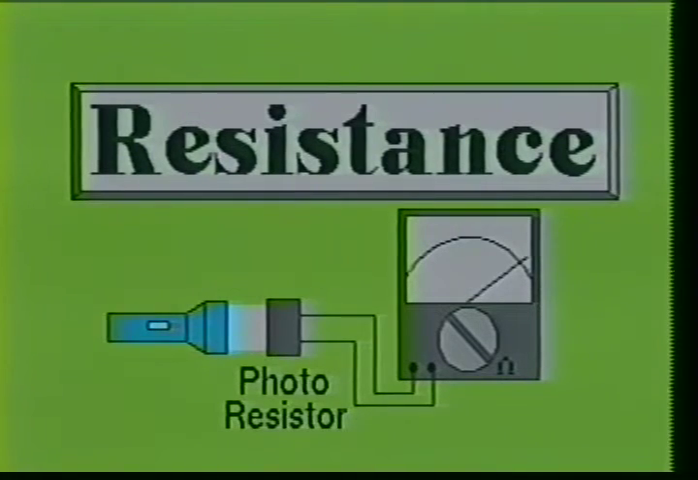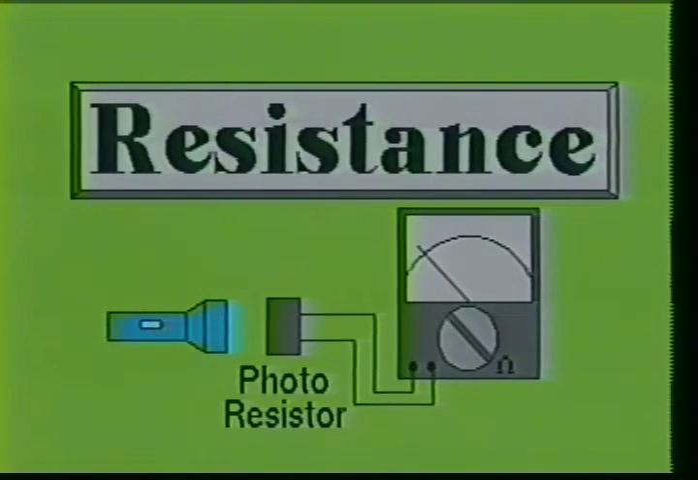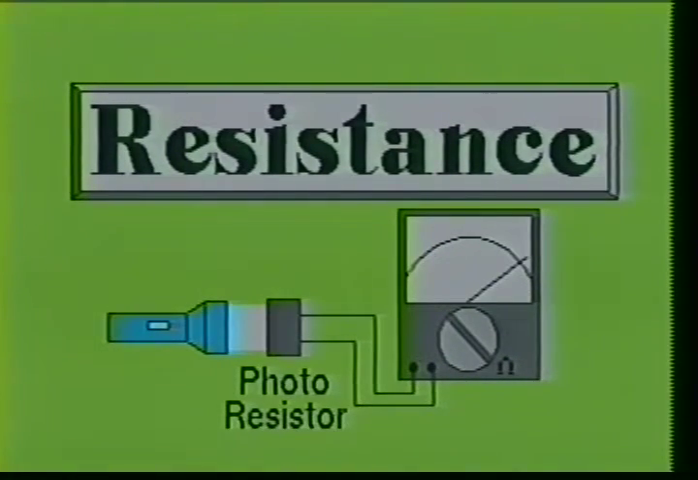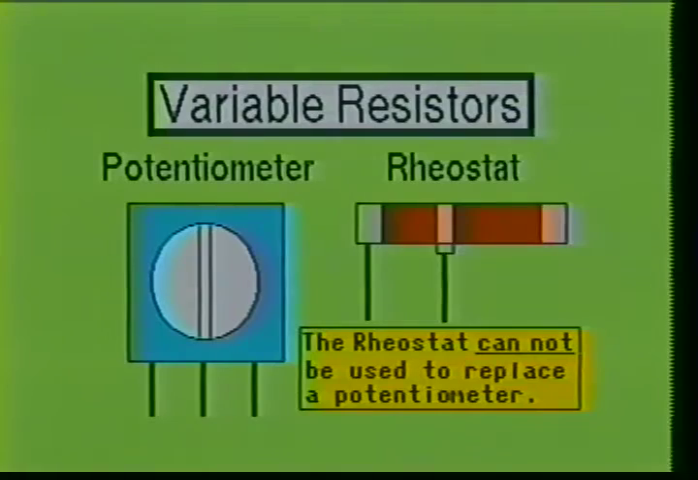Photoresistors, on the other hand, are light-sensitive devices. The resistance of the photoresistor will decrease as the intensity of the light source is increased. This gives the photoresistor capabilities far beyond that of a regular resistor. Resistors come in fixed and variable sizes.